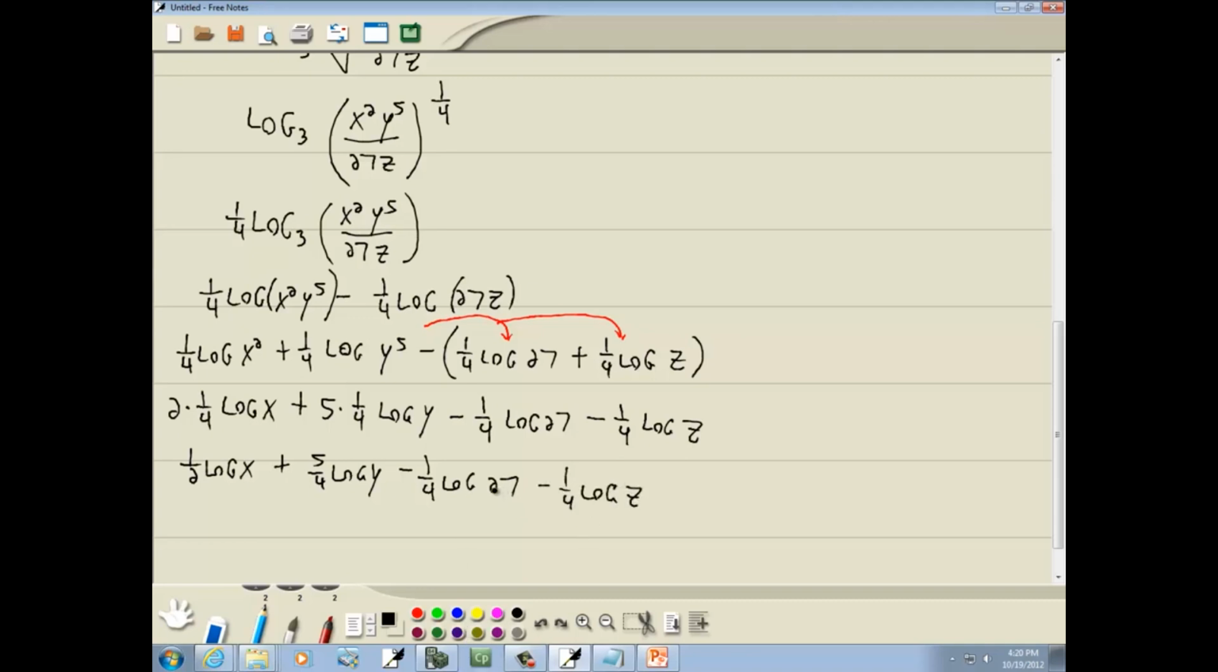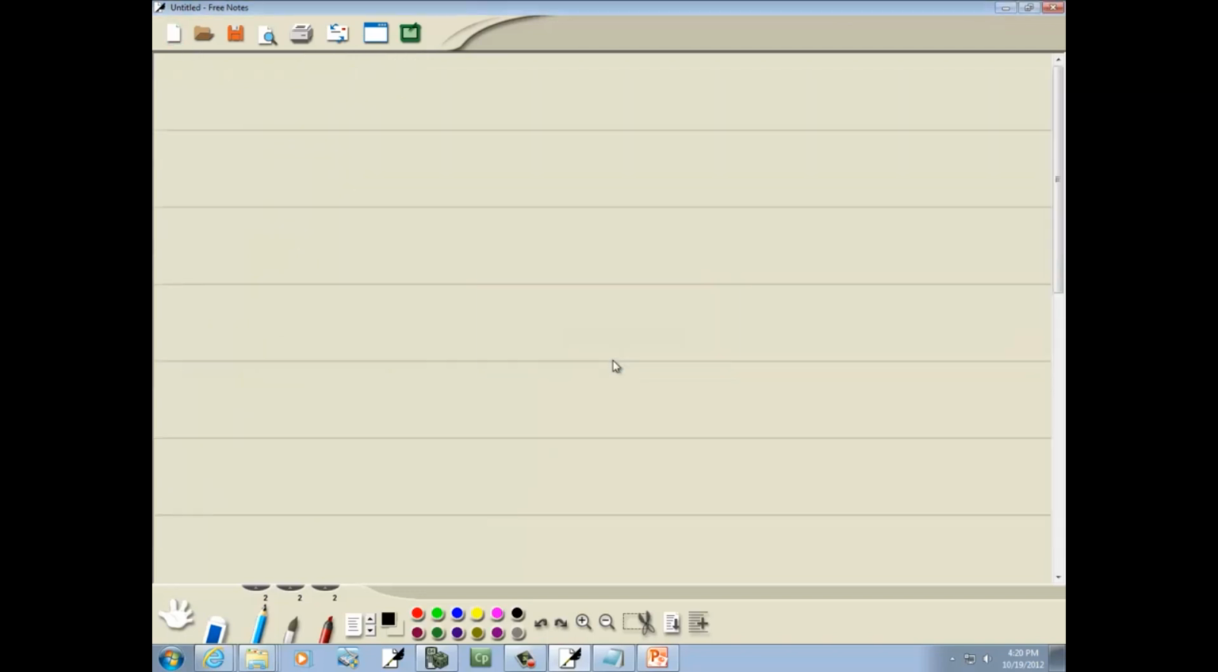Now, this 27, you might be looking at that and say, well, I can simplify that, but you can't. Think what our base is. There is no number here, so it's by default base 10. There's no way we can rewrite 27 as 10 to a power. So this would be our answer. Let me start a new tablet, and then we'll look at the next problem.